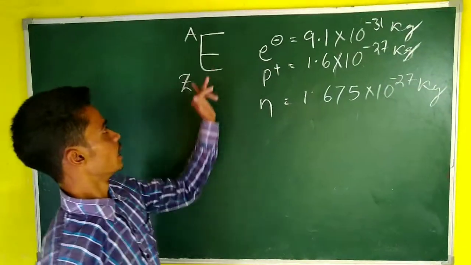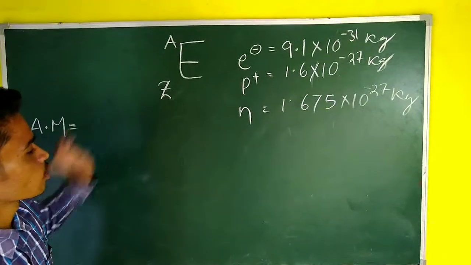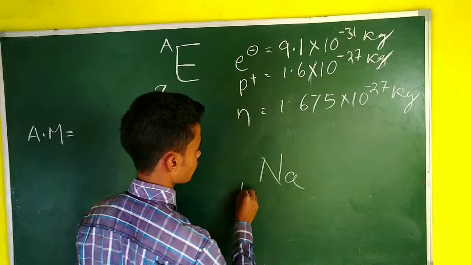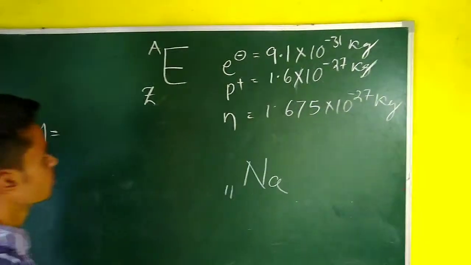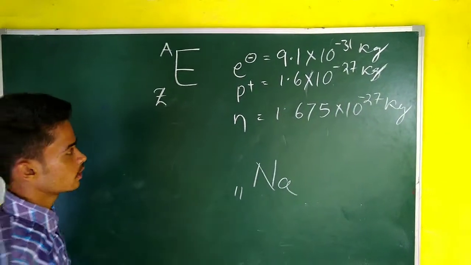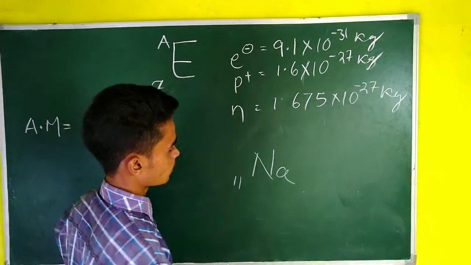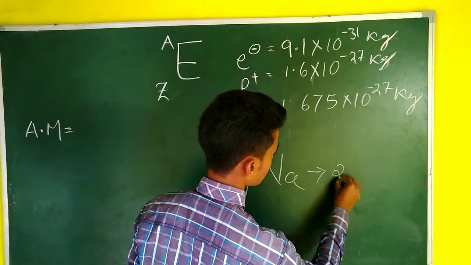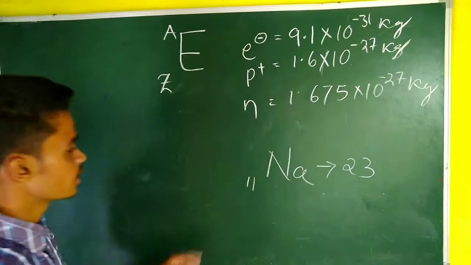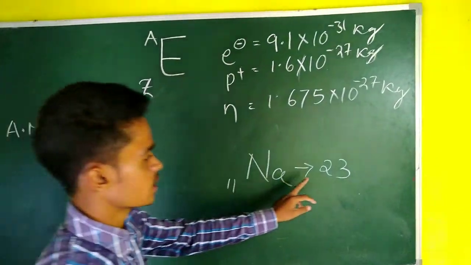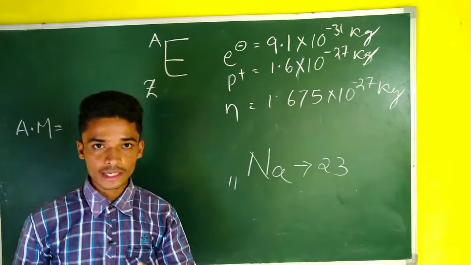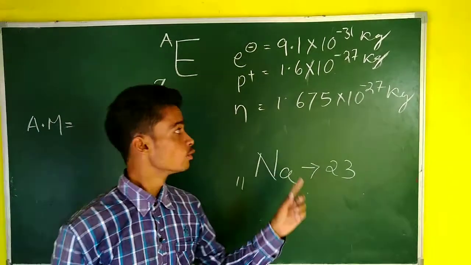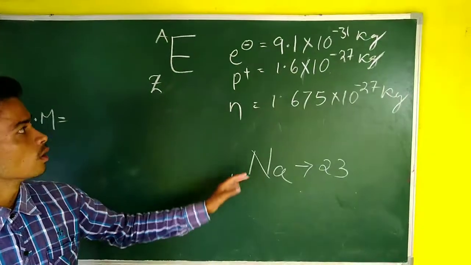If an element is given, then atomic number is also given. Suppose sodium, atomic number 11. Atomic number, Z value, is given, then we can calculate the A value, the atomic mass value. So the atomic mass of sodium is 23. If atomic number and atomic mass are given, we can easily calculate the three values. What are the three values? Electron, proton and neutron value of an element or of an atom.